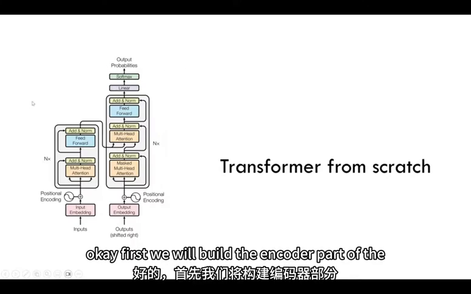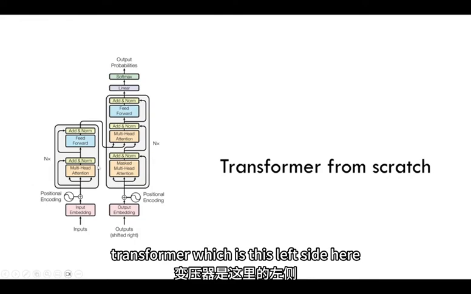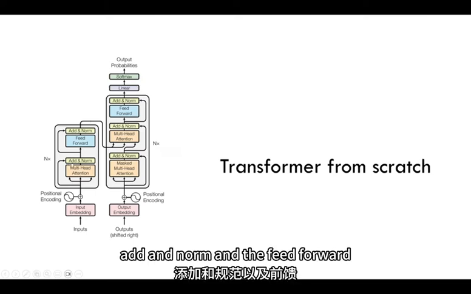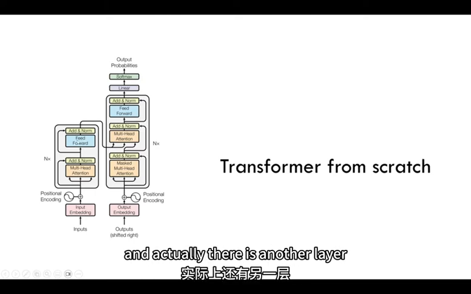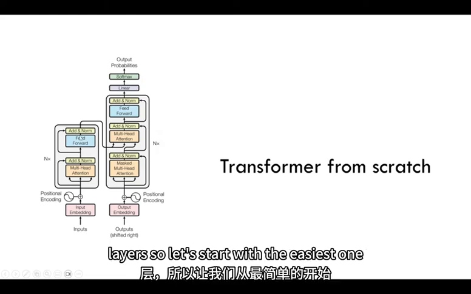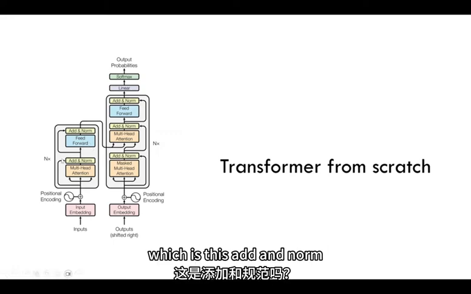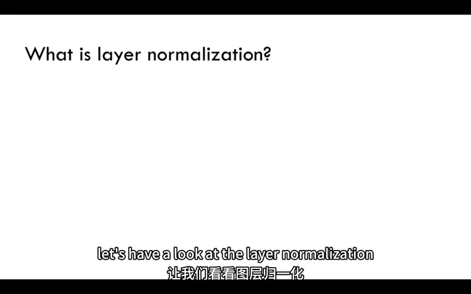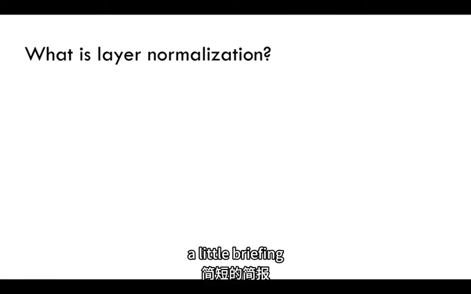Okay, we will build the encoder part of the transformer, which is this left side here. And we still have the multi-head attention to build, the add and norm, and the feed forward. And actually there is another layer which connects this skip connection to all these sublayers. So let's start with the easiest one. Let's start with layer normalization, which is this add and norm. As you remember from my previous video, let's have a little briefing on layer normalization.